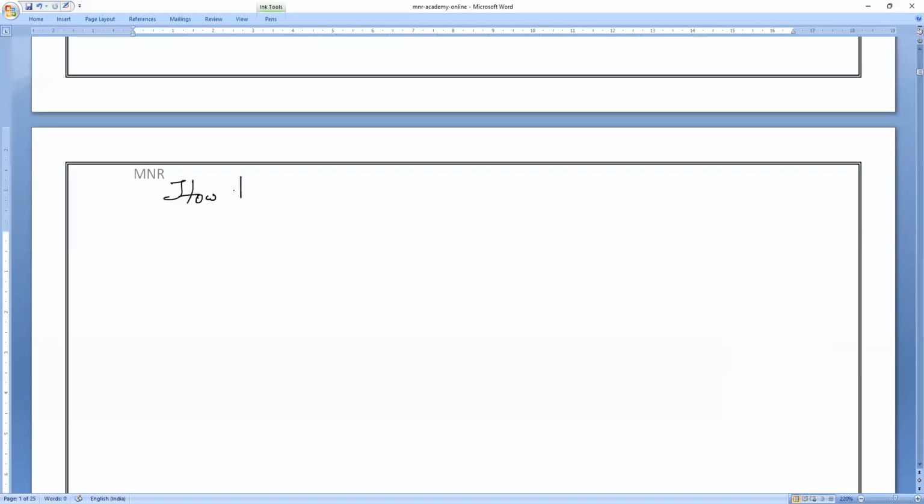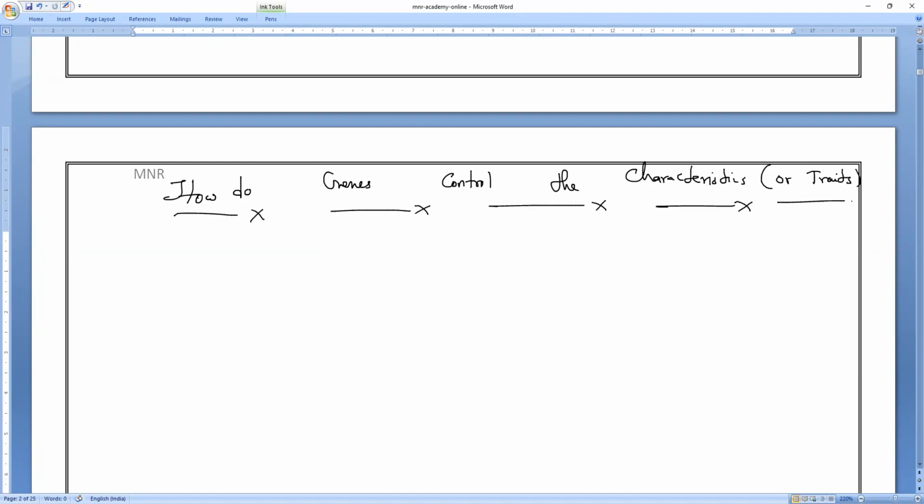So please write it. How do genes control the characteristics, or we can say traits? Okay, so this is the most important one. Let us see that and then we'll finish the blood groups also.